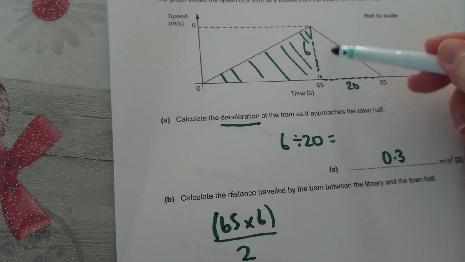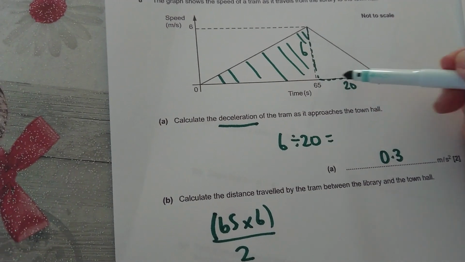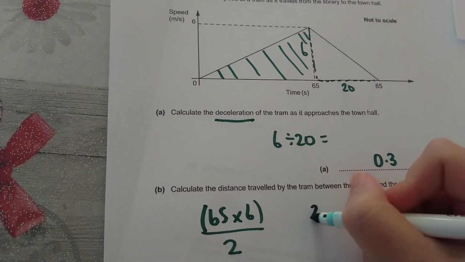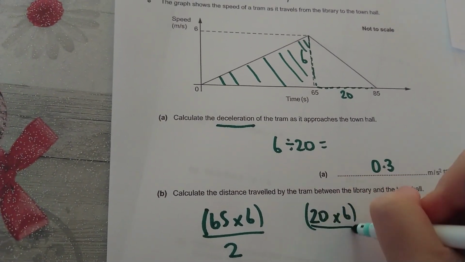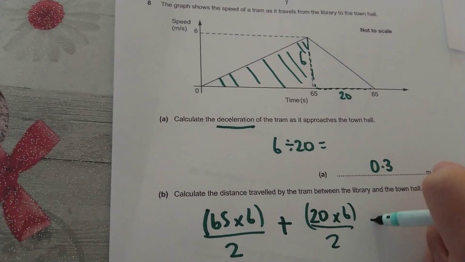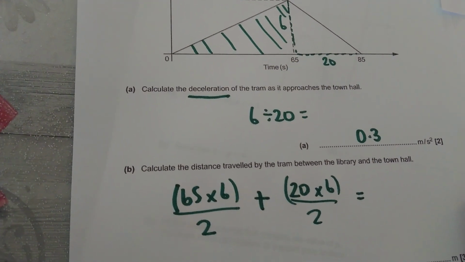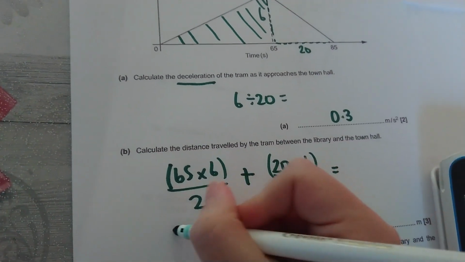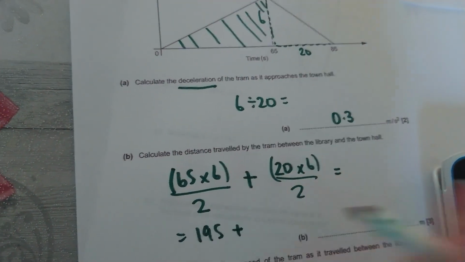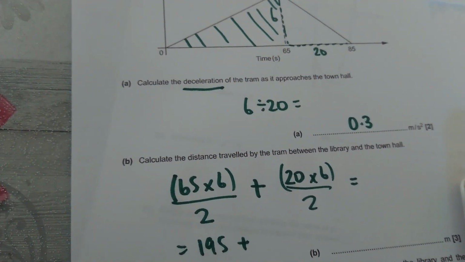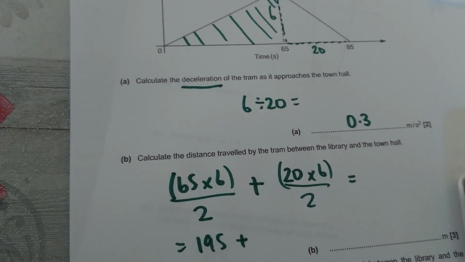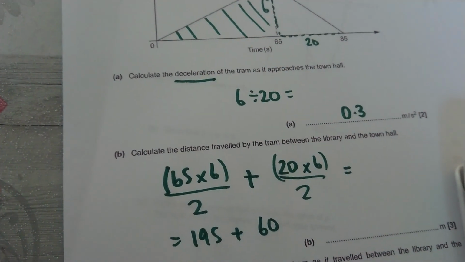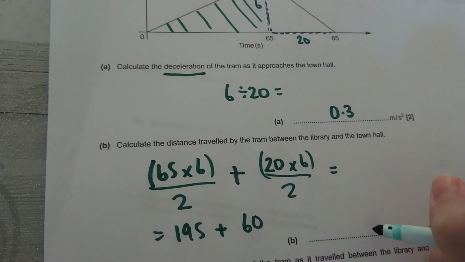And then I also need to do this triangle here. Well, we've already worked out the base was 20. So this one is going to be 20 times 6 divided by 2. And then you just add those 2 areas together. So this is just now a case of working it out on your calculator. So this one here is 195. And so the other one, 20 times 6 divided by 2, that is 60. So when you add that to the 195, you get 255 metres.